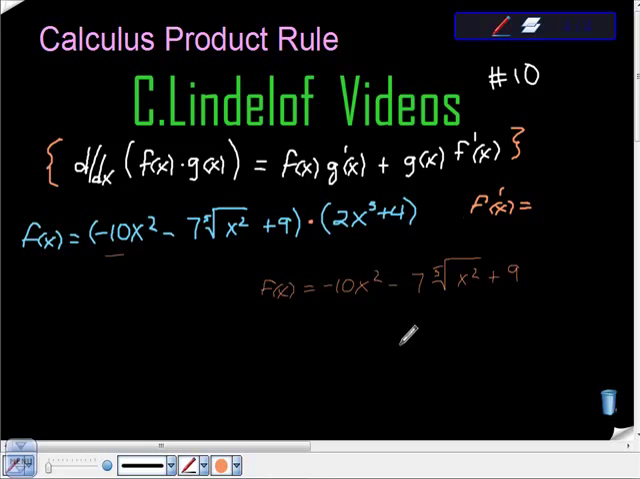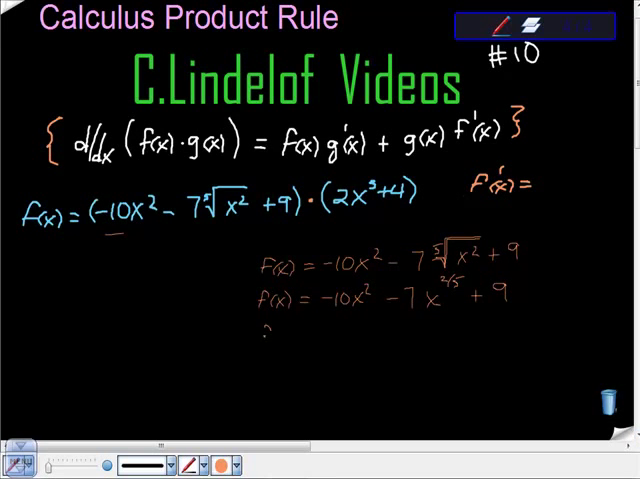Before I start to differentiate, I'm just going to rewrite this in this fashion. It's negative 10x squared minus 7 times x to the 2/5 power, right? Because I can convert this radical out: the root goes at the bottom, the exponent goes at the top. All I'm writing is an equivalent form so I can differentiate more easily.